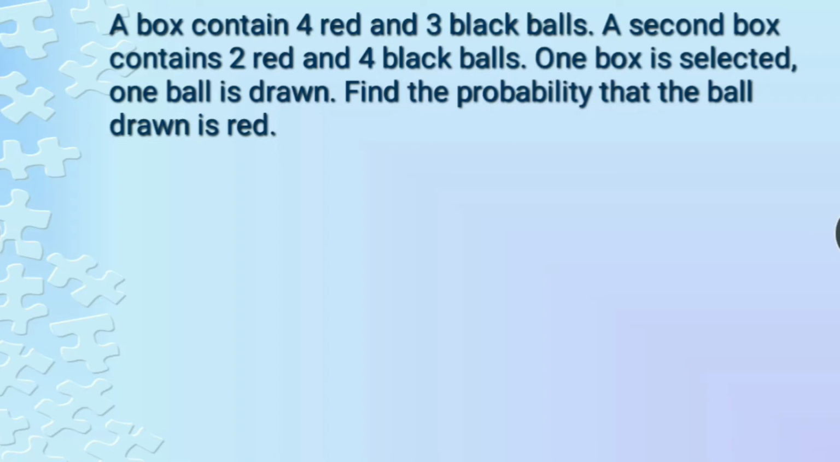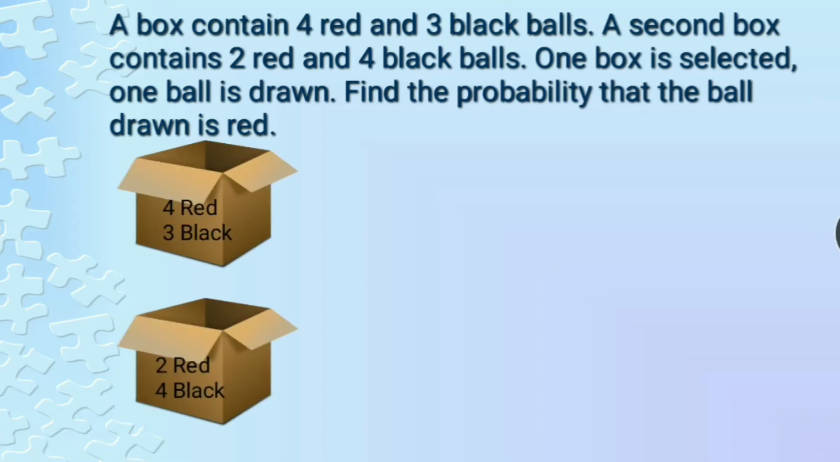So we have such a situation. We have two boxes. One box contains 4 red and 3 black balls. The second box contains 2 red and 4 black balls. One box is selected, so either the first box will be selected or the second box will be selected. The probability of selecting the first box will be 1 by 2 and the probability of selecting the second box will be 1 by 2. So the situation will be something like this.